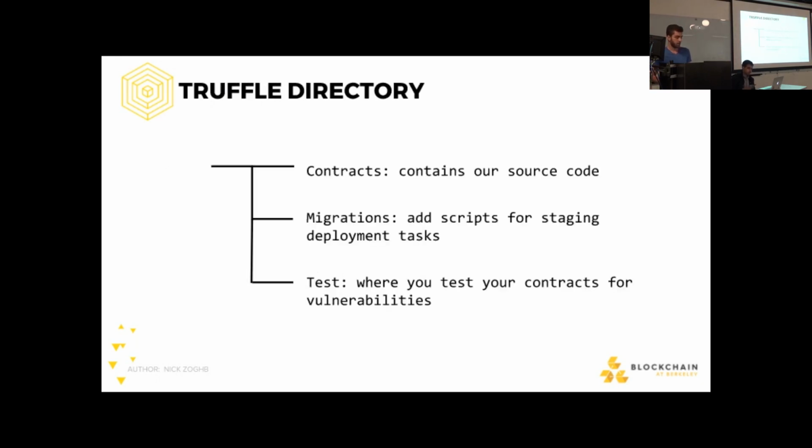Okay, so after you've got test RPC up and running, you want to run truffle init in a new directory. And just like git init, it just instantiates your working directory, right? So it'll set up your hierarchy, which looks like this. You'll have a contract directory, which is where obviously you'll put all your source code. You'll have a migrations directory, where you'll add scripts for migrations.